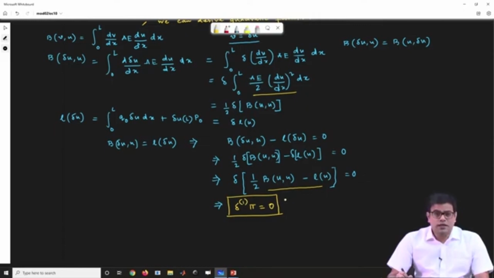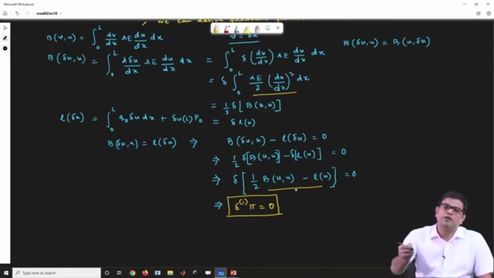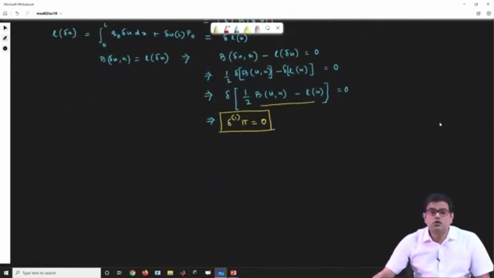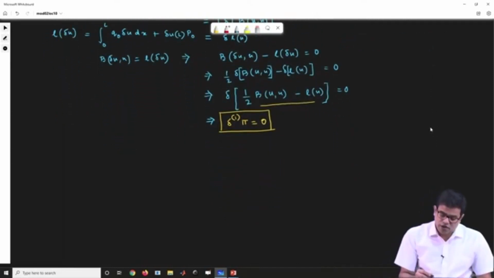Now what is the use of this? The use is, if you need to construct the potential energy functional, then from the differential equation itself, or the Euler-Lagrange equation itself, we can go back and find the potential energy functional. But it is not necessary that a potential functional will always exist.